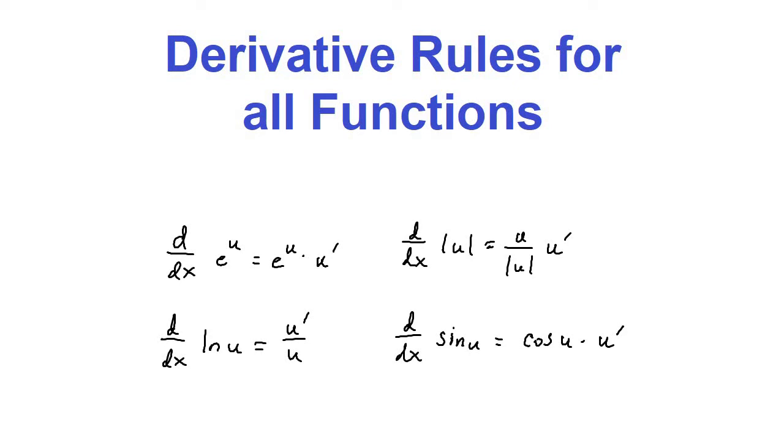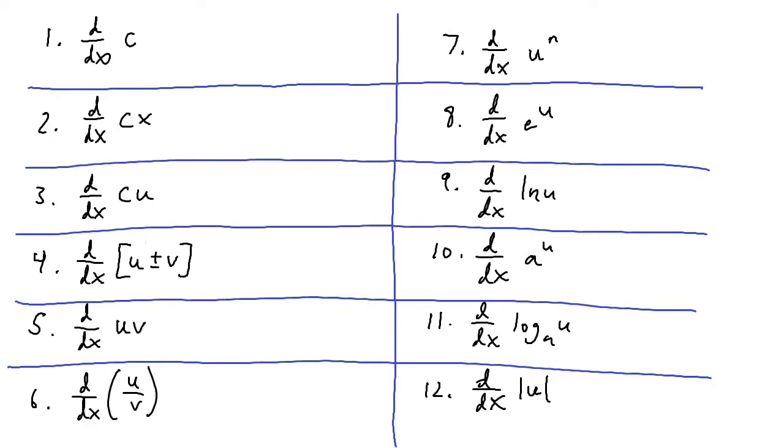So let's take a look at derivative rules for all functions. Now in this video, when I give out the formulas, I'll be using four main terms. The first one is c, which is just a constant. The next one is x, just the variable x. I'll have two functions, u, and another function, v. So if I say u prime, that just means the derivative of the function u, and v prime just means the derivative of the function v. So I'm just going to go in order here from 1 to 12.